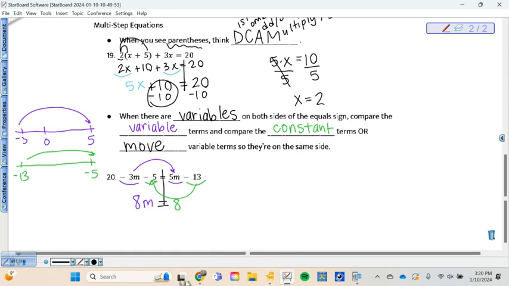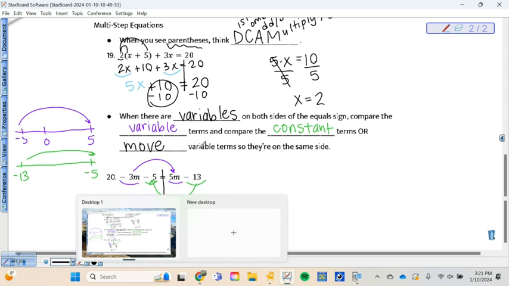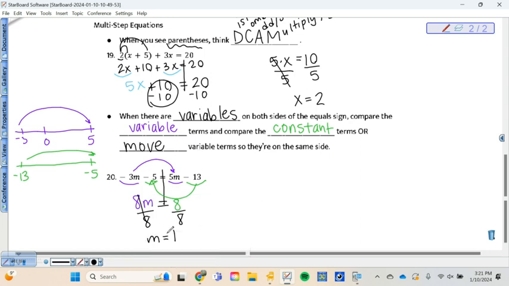So 8m equals 8. How do I solve for m? Divide by what? Yeah, on both sides, right? To cancel out this 8 and get my m isolated. So what does m equal? 1, right? 8 over 8. So m equals 1.